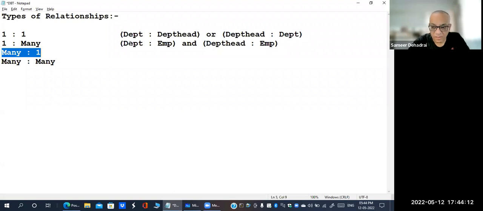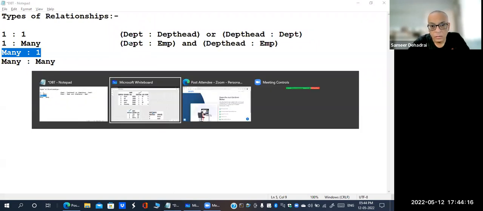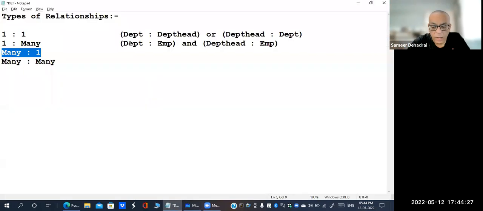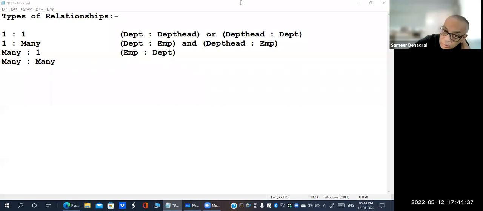Many is to one. What is many is to one? The same thing in reverse is many is to one. Many employees, they belong to one department, they report to one department. So same thing in reverse. EMP is to department. EMP is to department is example of many is to one. Yes, Shubham, vice versa.